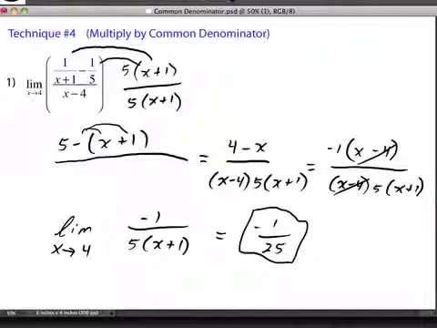The fifth technique is called L'Hopital's rule, but we're not going to be able to use that until we learn derivatives. I hope this helps with evaluating limits.